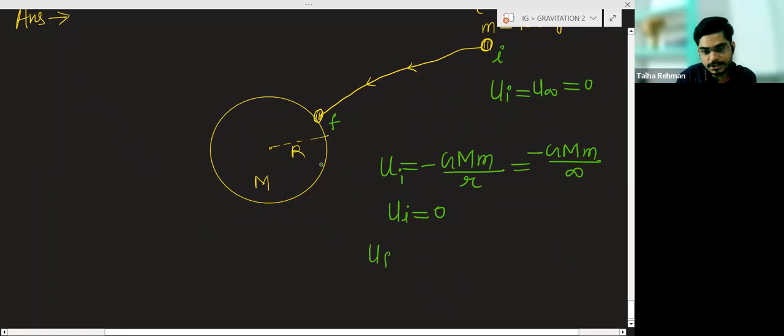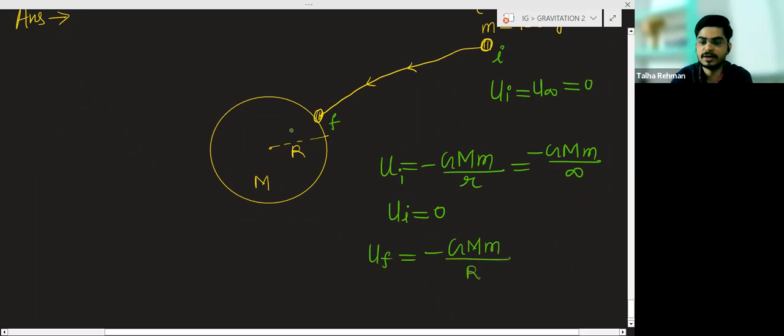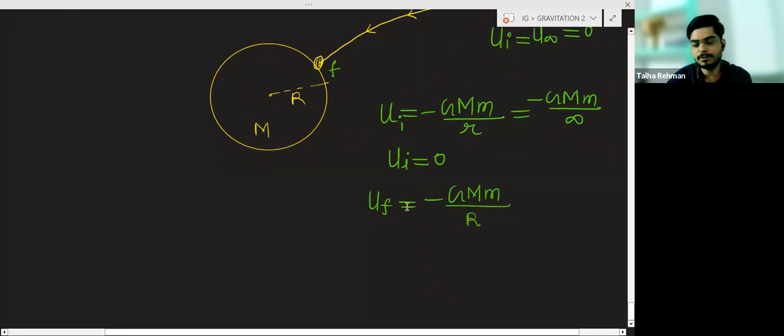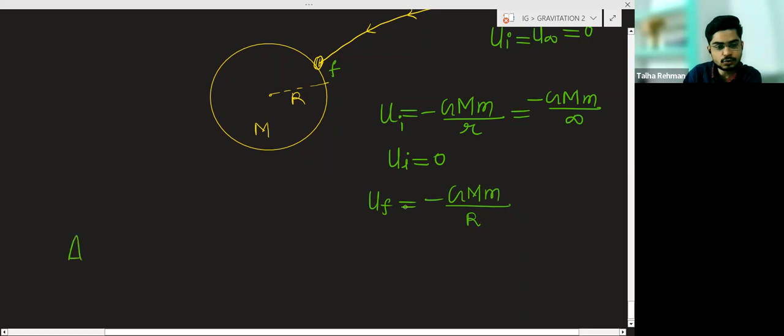So final potential energy, again we will apply the same formula, minus GMm by r, but this time this r will be this r. So minus G into mass of the earth into mass of the meteorite divided by the radius r. So this will be the final potential energy. So they are asking the change in the potential energy, delta U.